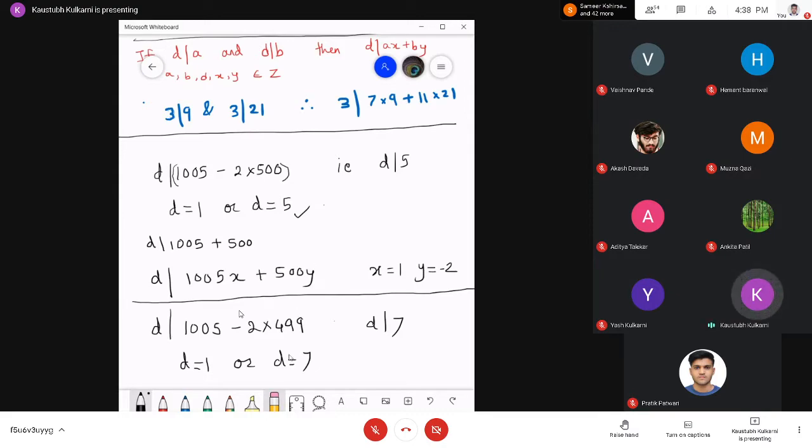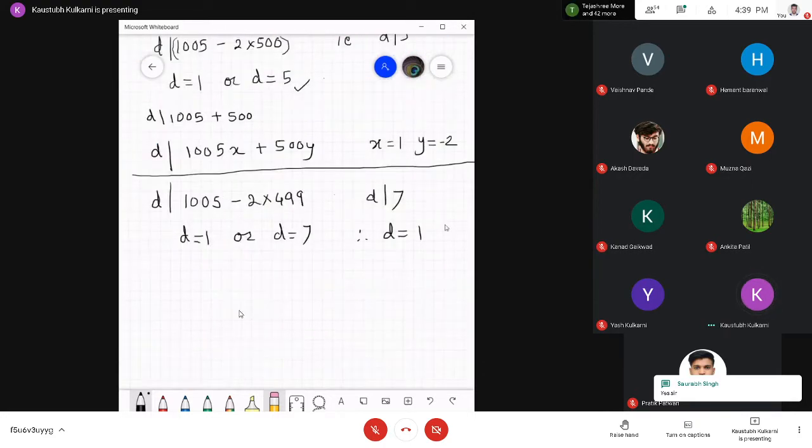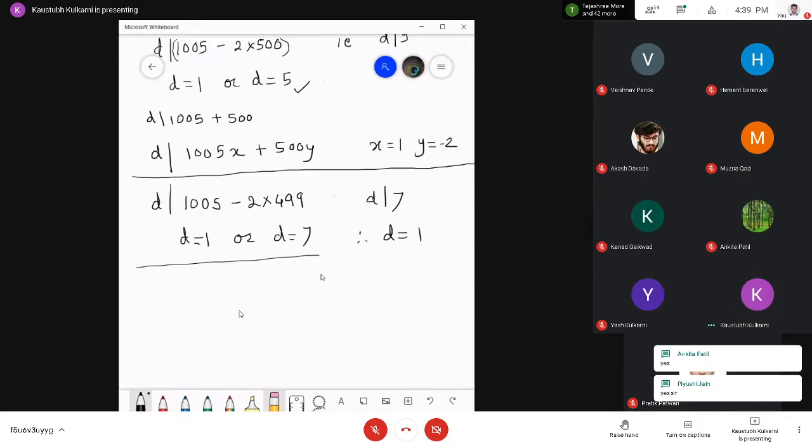So now I will try to divide these numbers by 7. I will first try the smaller number. So does 7 divide 419? No, it does not. So 7 cannot be a GCD of these two numbers. Therefore D has to be 1 and therefore GCD has to be 1. Got the point? Kanath, got the point? Yes, sir. Yes, okay. So this was one of the tricks or techniques that we can use.